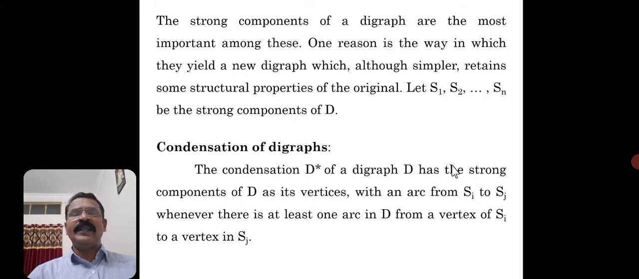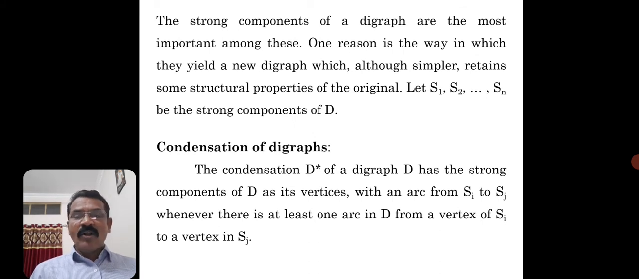So in the components there are three types. Now we will see what is the condensation of a digraph. Like we have different concepts in graphs, like that, condensation of digraphs. The condensation of a digraph D is denoted by D star. So D star is the condensation of a digraph D.